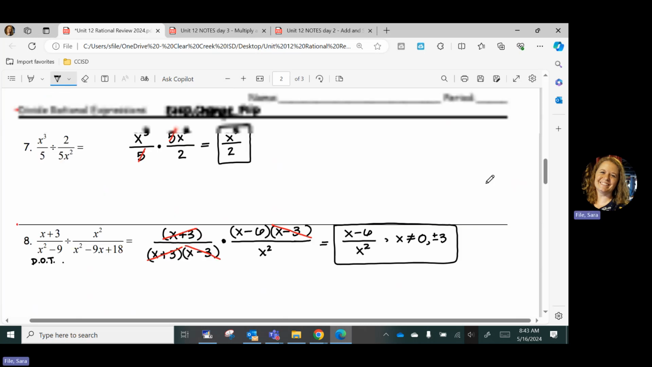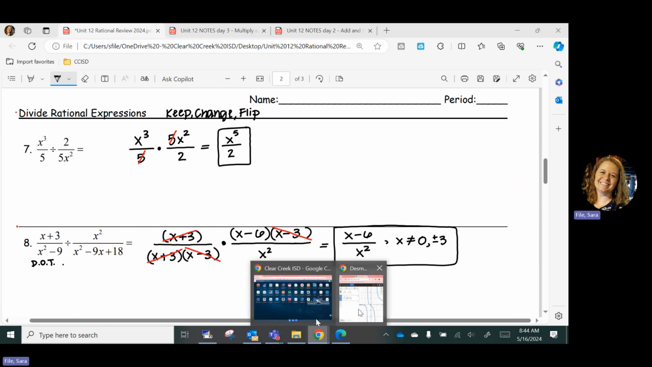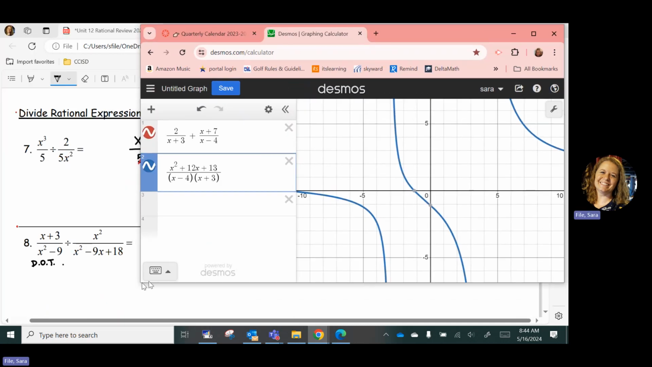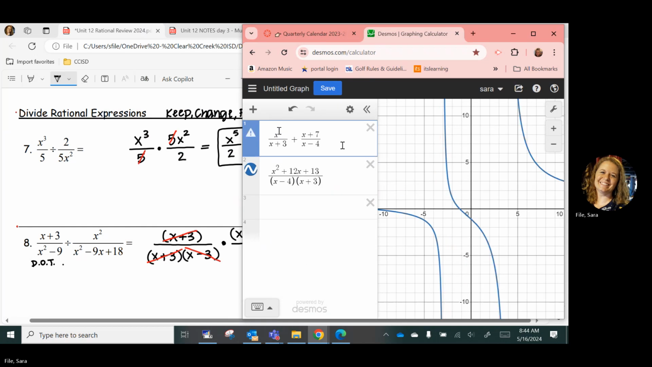And actually, I want to show you in Desmos. I showed you in Desmos with the adding and subtracting. I want to show you with the multiplying and dividing. You can also check these graphically. So if you're unsure, I'm doing number 7 right here.